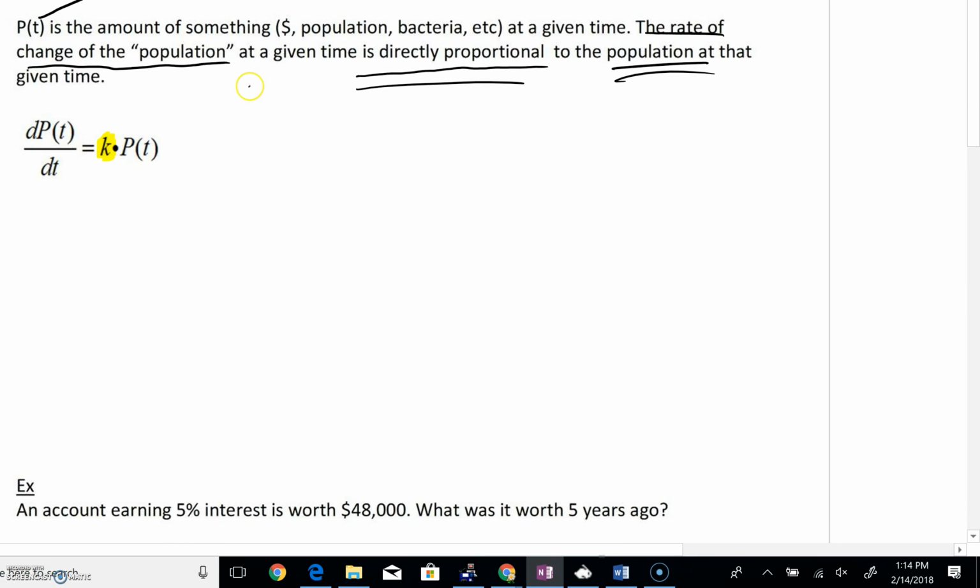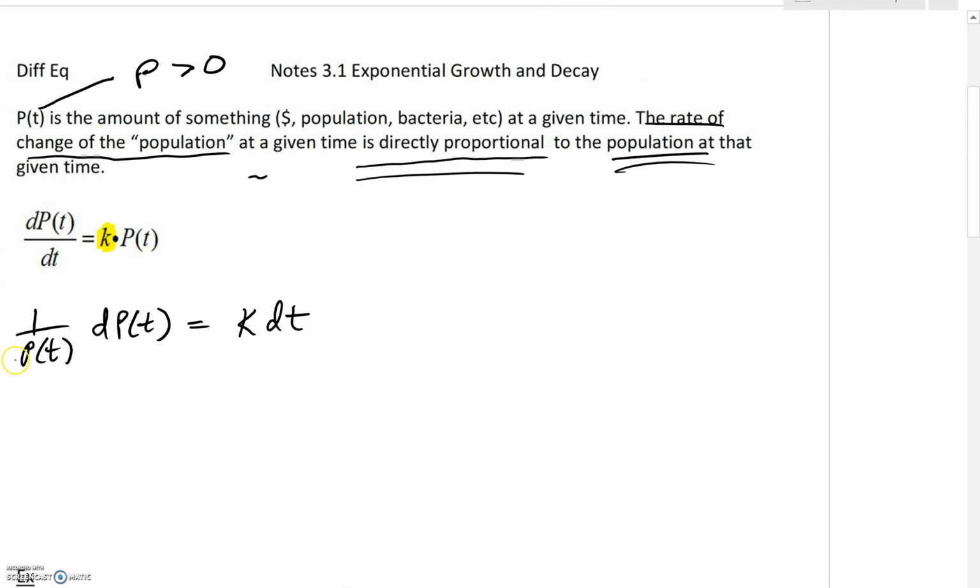Well, tell you what we're about to do. We're going to separate our variables. We can divide both sides by P of t. Simultaneously, let's multiply by dt. And then as we go ahead and do some integration here, you can see where we're going. The left side, remember P of t is positive. It's a positive amount. So what's the antiderivative of 1 over P? The ln, and we don't need parentheses or absolute value around it because our population is positive.